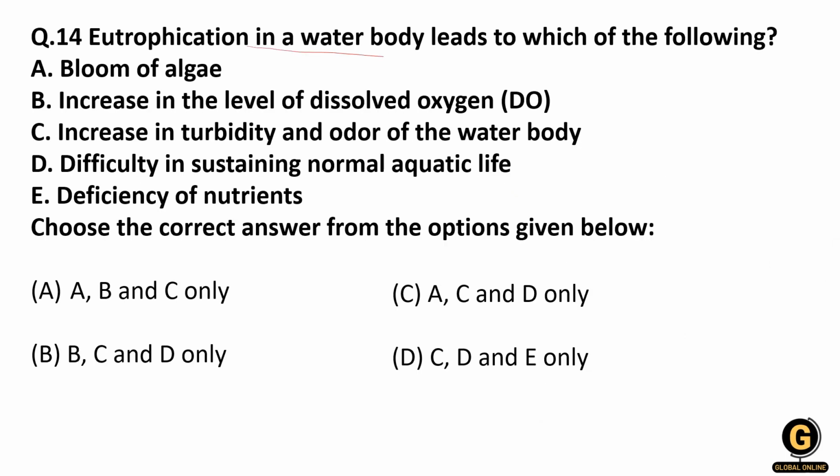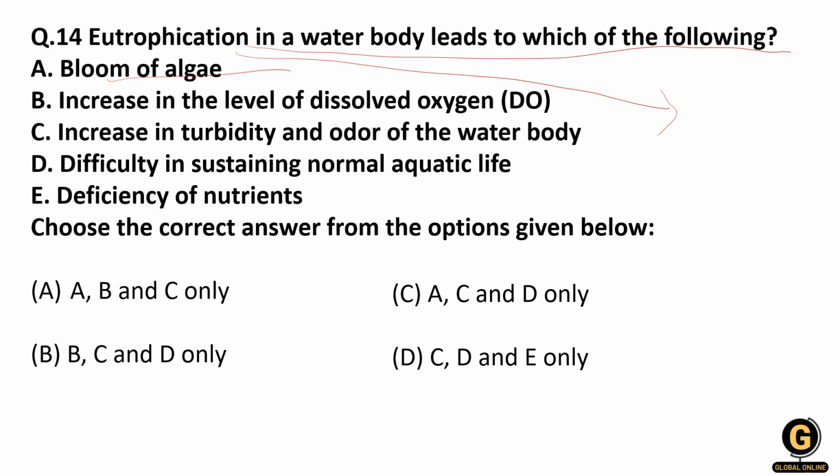Eutrophication in a water body leads to which of the following? So students, eutrophication means the nutrients are collected into the water body. So what happens if the nutrients are collected? Microorganisms like algae and fungi grow, right? So the bloom of algae is because of eutrophication, because there are more nutrients, so you have the bloom of various microorganisms like algae.